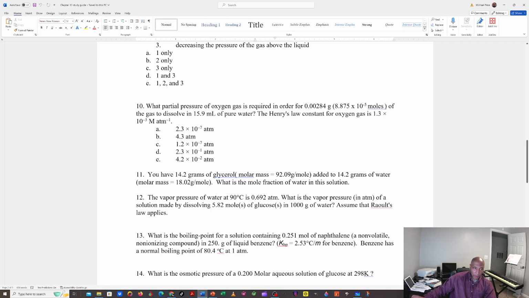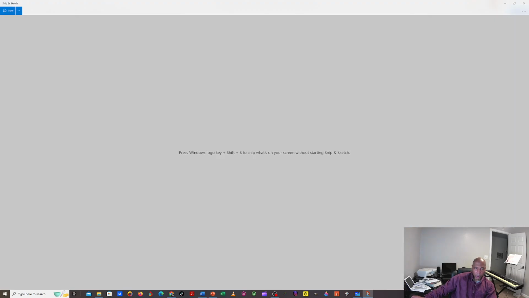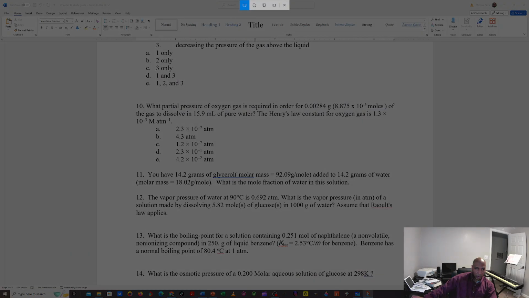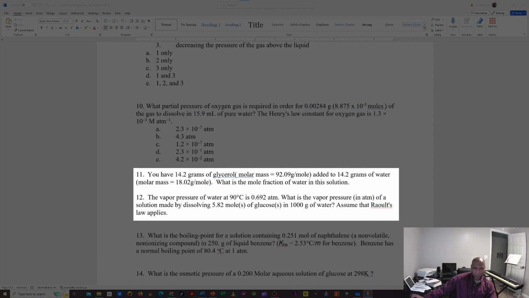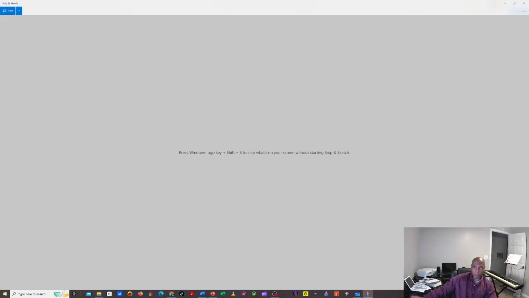Let's go take a gander at number 11. You have 14.2 grams of glycerol, molar mass equals 92.09 grams per mole, added to 14.2 grams of water. Okay, what is the mole fraction of water in this solution? Now remember, if you guys recall, mole fraction is a unitless term. We don't have any units. So all we have to do is take the moles. In fact, I think I'll just go ahead and do 11 and 12 at the same time.